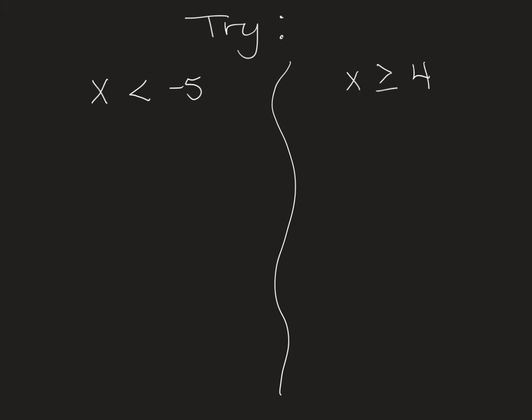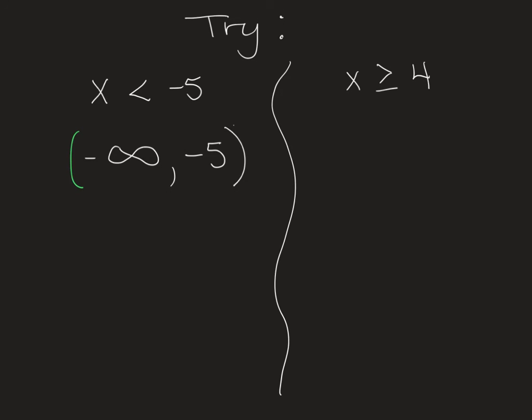Give these a try. All right, so for this one, it says x is less than negative 5. That means all the x's are less than negative 5, making negative 5 my largest number. And that means negative infinity is my smallest number. It's infinity, so I know it gets a parenthesis. This is a less than sign, so my 5 also gets a parenthesis.